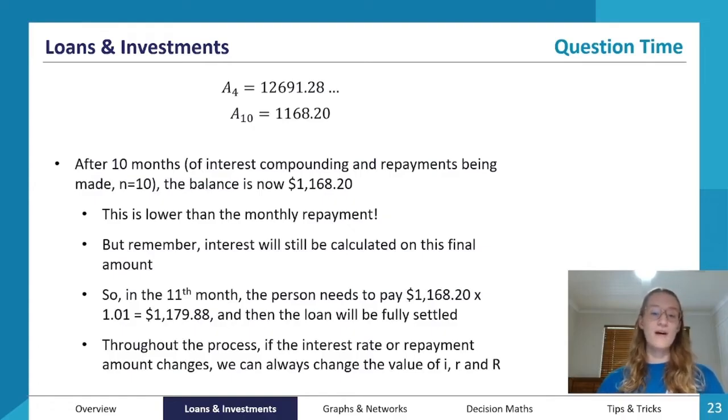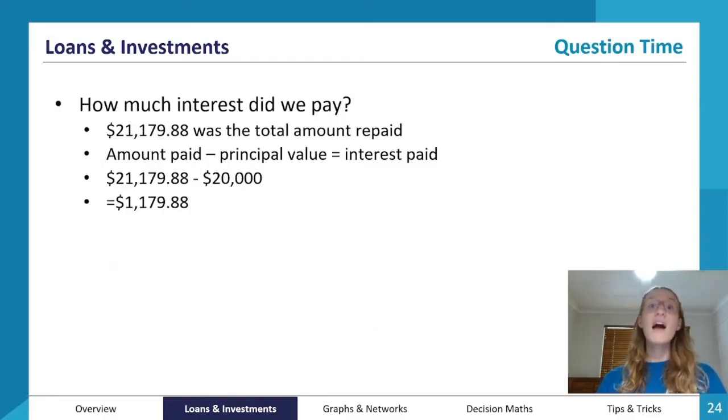Because we didn't have any changes, it was nice and simple and straightforward. But another thing we can actually work out is how much interest we paid. How we can work that out is we can work out the total amount that was repaid, and then that will help us to find out the amount of interest that we paid back on our loan.